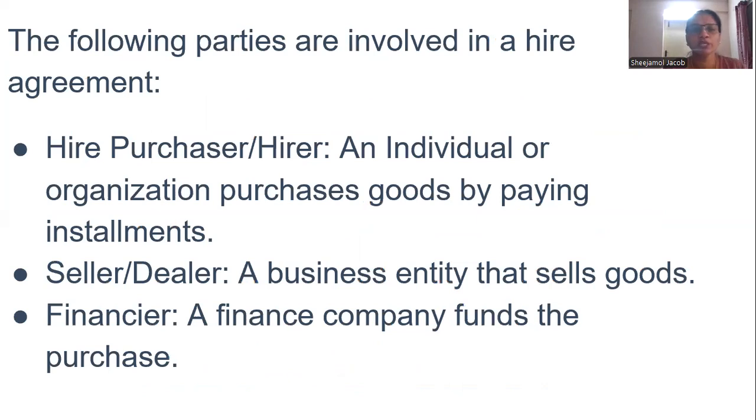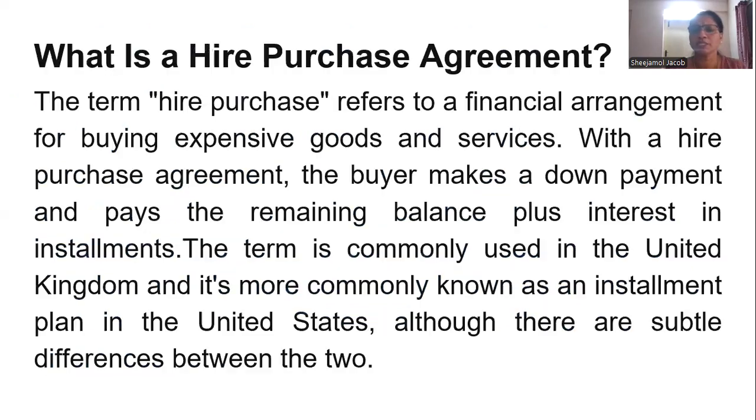The parties involved in a hire purchase agreement are the hire purchaser or hirer. Who is a hire purchaser? An individual or an organization that purchases goods by paying installments is known as a hire purchaser. Who is a seller or hire vendor? A business entity that sells goods is known as a hire vendor or seller. And who is the financier? A finance company that gives the funds for the purchase.